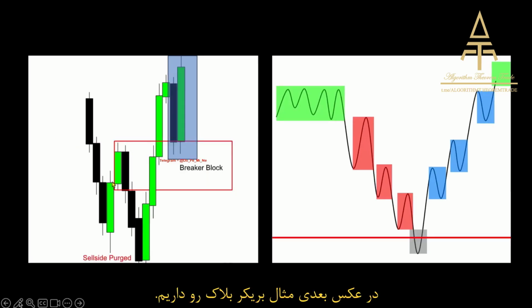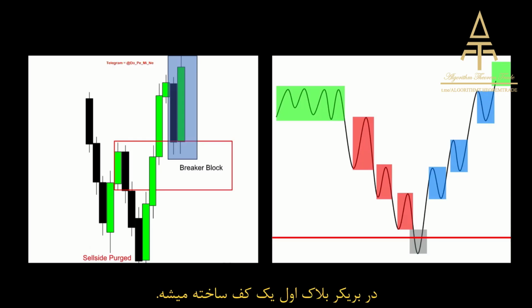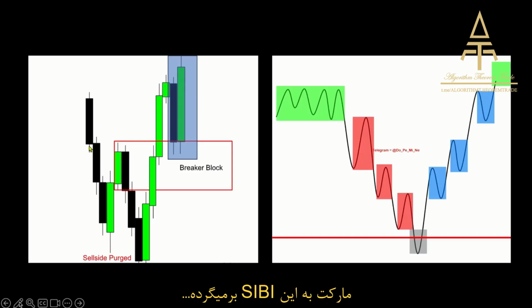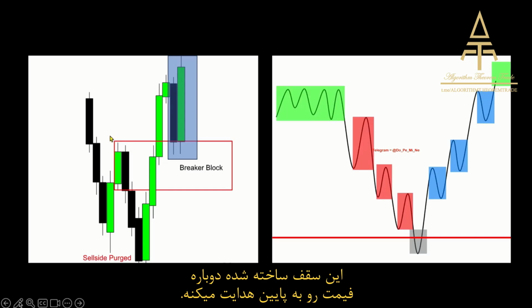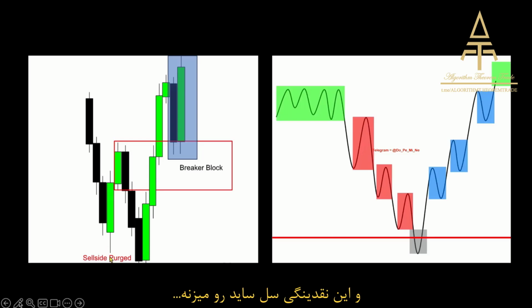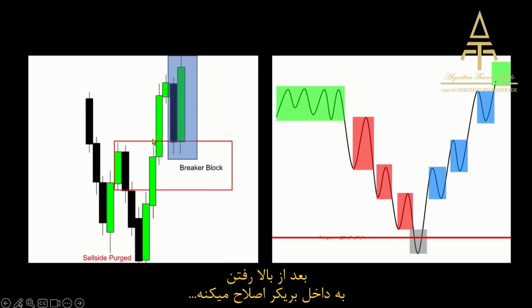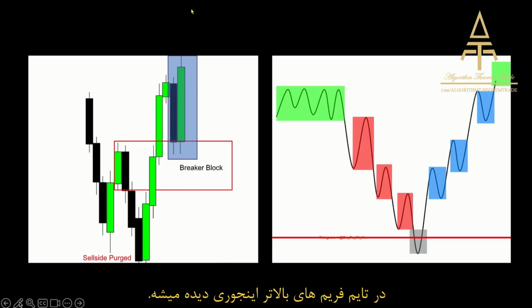If we take a look at the next example, we can see the breaker block example. For the breaker block, we can see that a low gets engineered after sell side delivery occurs. Here, market retraces into what? Into this CB, creates a high. That high gets utilized to send price lower once more, purging the sell side liquidity below this low. It displaces to the upside. Boom, it retraces into the breaker block, finds support there, continues higher. That's what it looks like on a higher time frame.